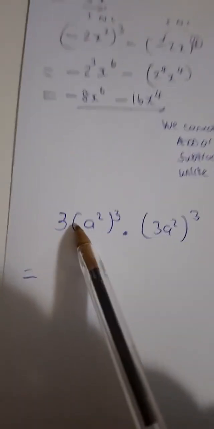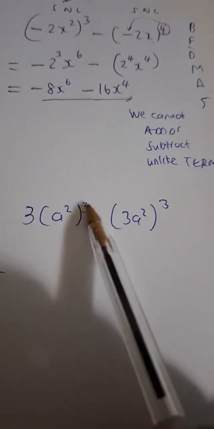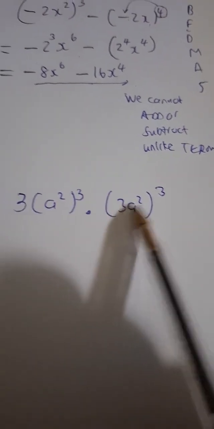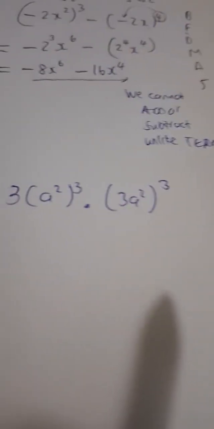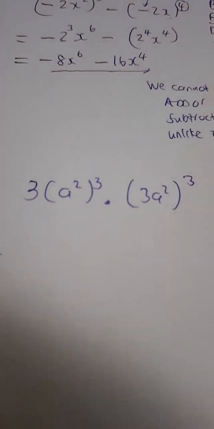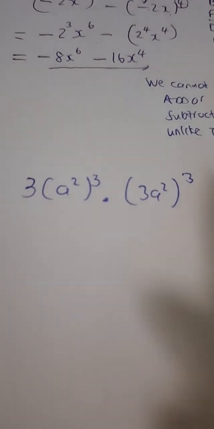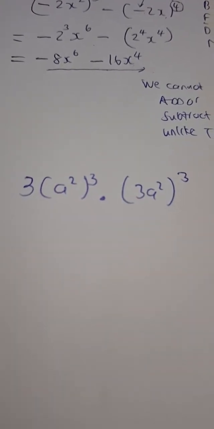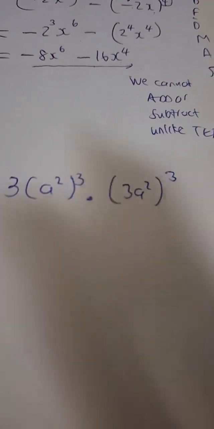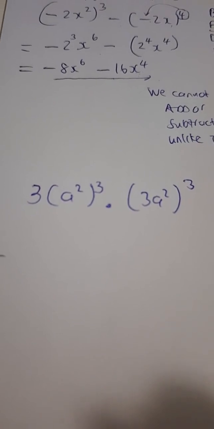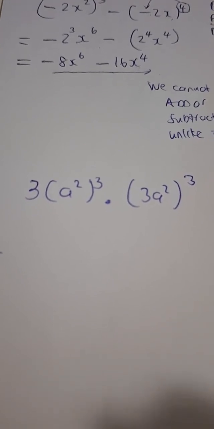Okay. So 3 into a squared to the power 3 times brackets 3a squared to the power 3. Right? I'm going to give you 2 minutes for this one, not even more than 2 minutes, to do this one. Then I'm going to do a correction. Then I have a few others that I want us to do that are not as simplistic as this.